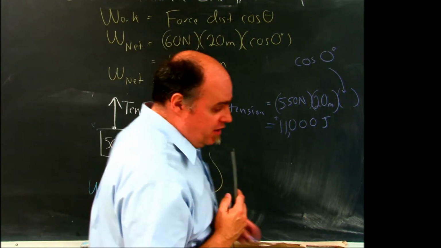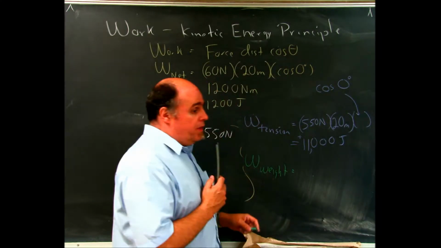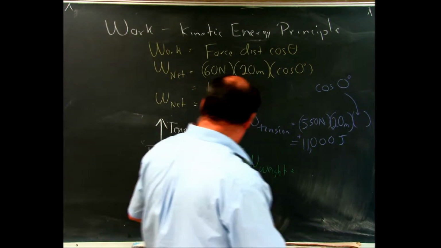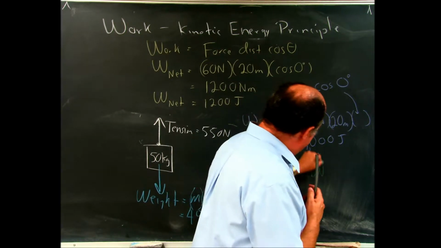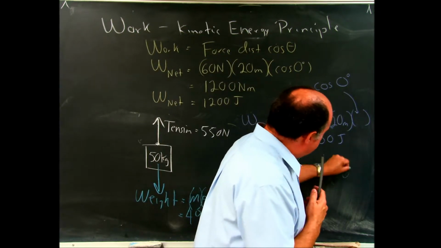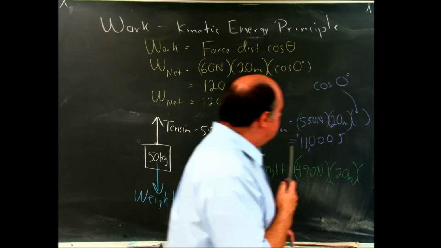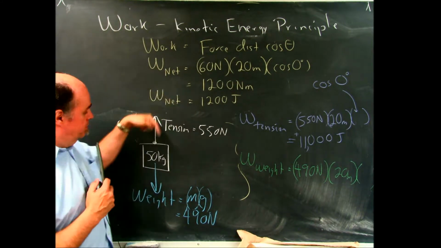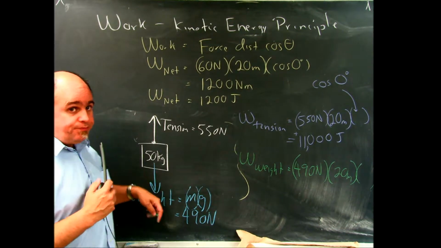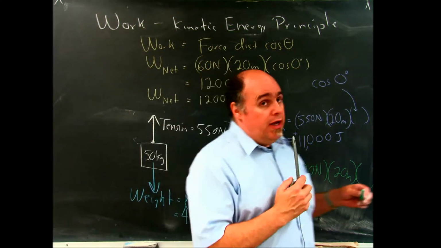How much work is being done by the weight of that object? So the work being done by the weight would equal the weight. It's 490 newtons. The distance it's moving is 20 meters. And there's an angle associated with this. In this case, the box is moving up, but the force is pointing down. So that would be an angle of 180 degrees.